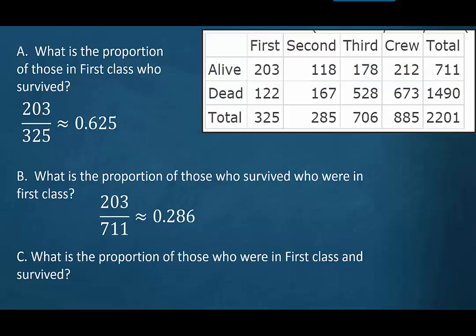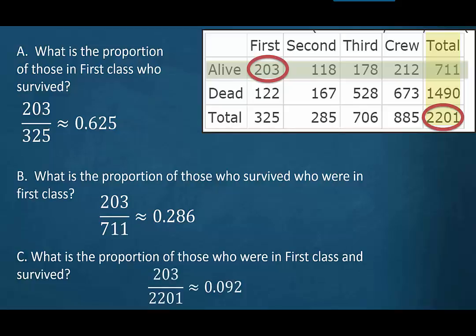Okay, the last one of this grouping here. What is the proportion of those who were in first class and survived? Again, pause the video here to see if you can get these. Okay, so we're looking at the total now. And we want to look at how many were in first class and survived, which is 203. We divide that by 2201 to get about 0.092.